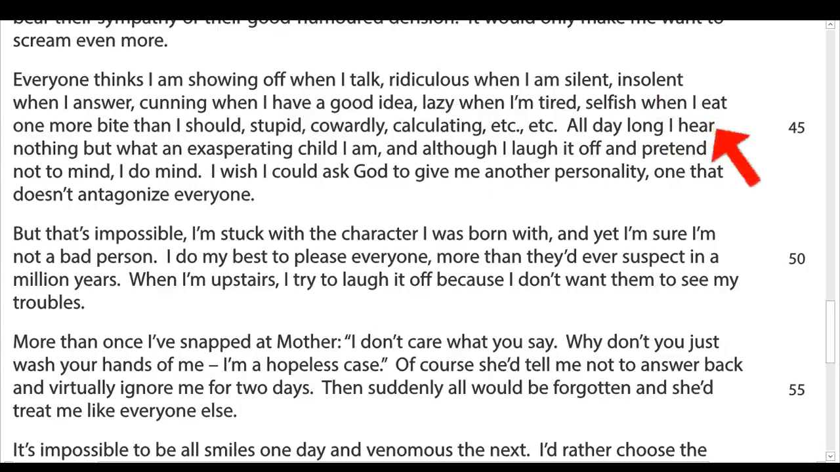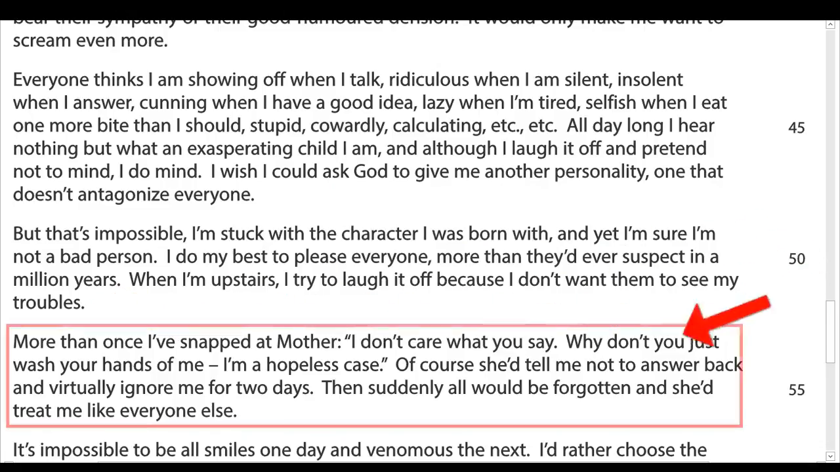Okay, there doesn't appear to be anything in the next paragraph about her and her mother. Let's have a look at the next one. Or that next one, but then the next one, "more than once I've snapped at mother." So they have a very fiery relationship. So she's snappy at her mother, but she thinks her mother picks on her.